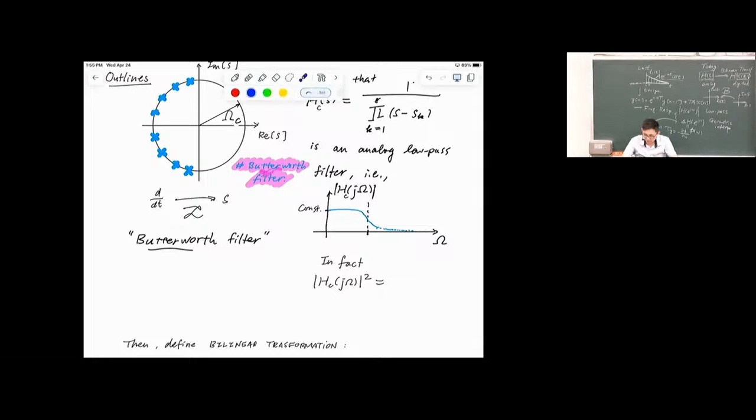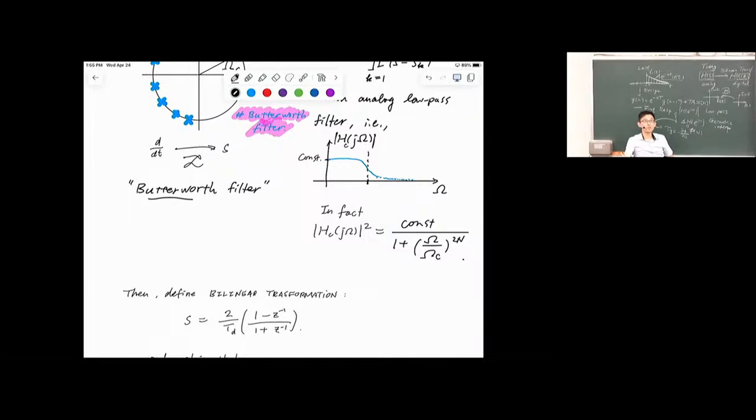The magnitude response, in fact, has a simple closed form: a constant divided by 1 plus omega divided by omega c, the cutoff frequency, to the 2nth power. Let's stop for a moment. I want you to look at this really nice response.